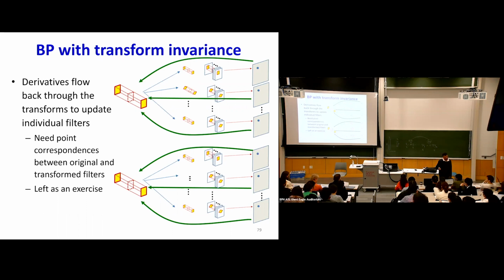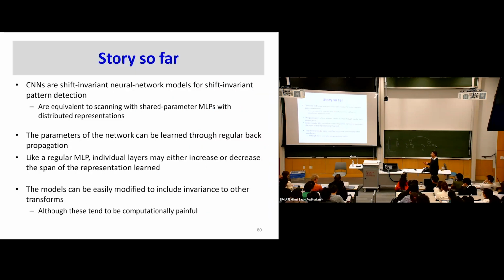Okay, so story so far. We just added this extra line to the story so far, which is to say the models can be easily modified to include invariance to other transforms besides shift. But this is not a convenient thing to be doing, so you probably won't do it. You won't see a lot of libraries doing this.